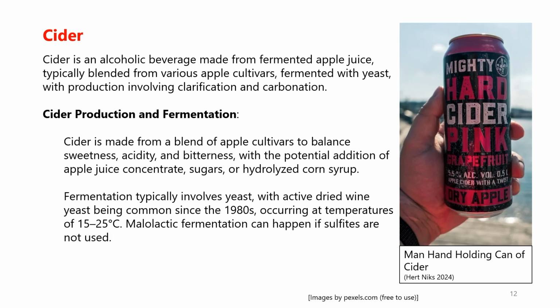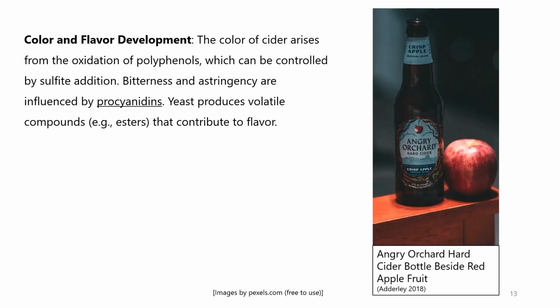Fermentation typically involves yeast, with active dried wine yeast being common since the 1980s, occurring at temperatures of 15 to 25 degrees centigrade. Malolactic fermentation can happen if sulfites are not used. For color and flavor development, the color of cider arises from the oxidation of polyphenols, which can be controlled by sulfite addition. Bitterness and astringency are influenced by procyanidins.